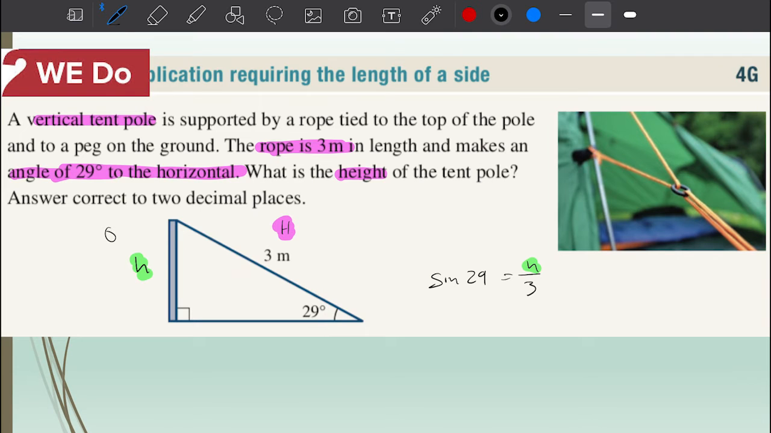And remember, we rearrange this to get h by itself. We multiply by 3. So we end up with h equals 3 sine 29. That goes into the calculator. 3 sine 29. We get the answer: 1.4544 and so on. Rounded off to 2 decimal places, the height of the tent pole is roughly 1.45 meters.